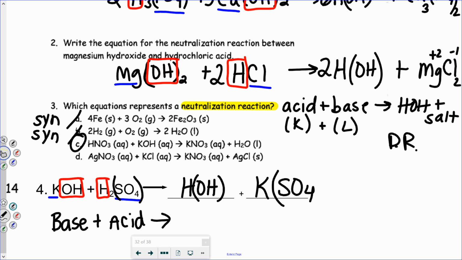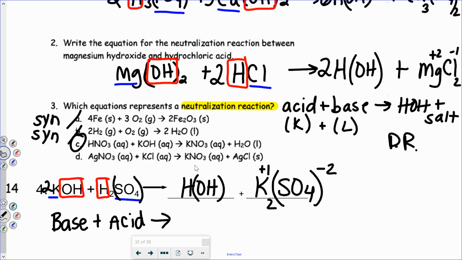And then I'm going to look up their charges. K is +1, SO4 is -2. I crisscross the charges, and there's the formula for my salt, K2SO4. Last thing you've got to do, you've got to make sure it's balanced. Always start with the salt. So I've got 2 potassiums here and only 1 potassium here, so I'm going to put a 2 out front. I have 1 SO4 and 1 SO4, so that's good.